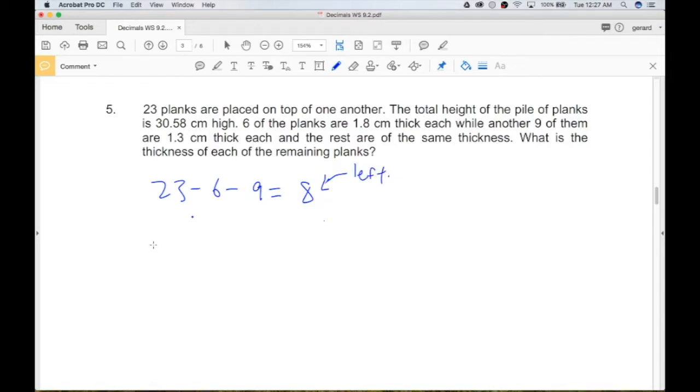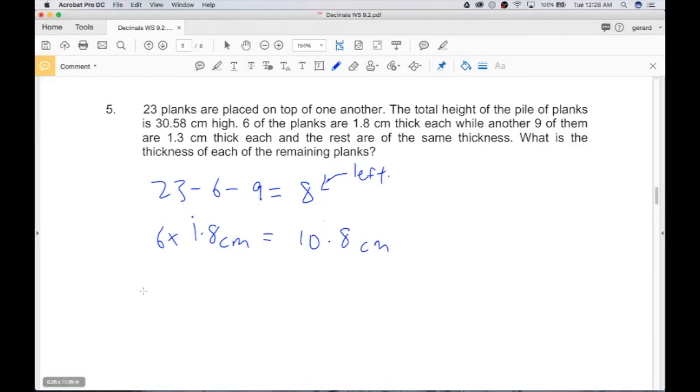Now next we need to find the total thickness of 6 of them and the total thickness of the other 9, so we can minus off from the original height. So 6 times 1.8. Now this one, if you don't want to put cm also can. If you want to play safe, don't put cm. But remember, for dollar signs you need it. I'm just going to put cm anyway. Right, so 6 times 8 is 48, so you get 10.8 cm.